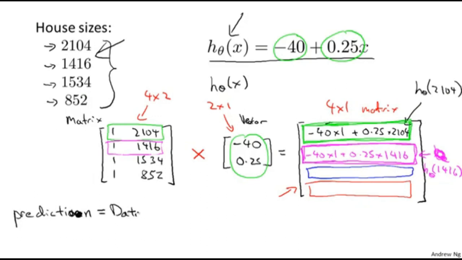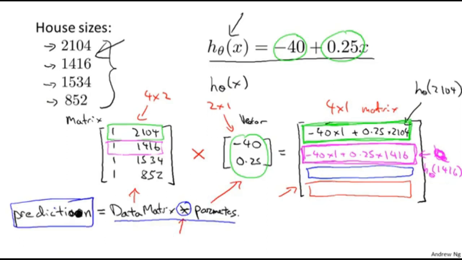You write prediction equals my data matrix times parameters, right? Where data matrix is this thing here and parameters is this thing here, and this times is a matrix vector multiplication. And if you just do this, then this variable prediction, sorry about my bad handwriting, but if you just implement this one line of code, assuming you have an appropriate library to do a matrix vector multiplication, then prediction becomes this 4x1 dimensional vector on the right that just gives you all the predicted prices.